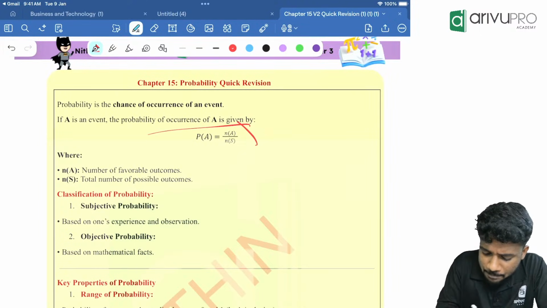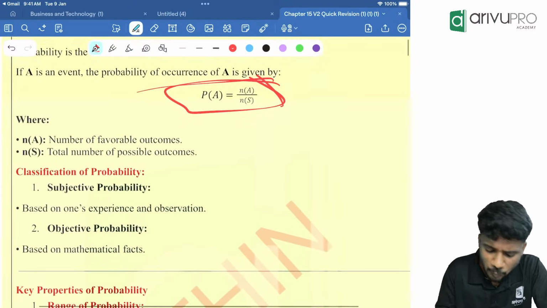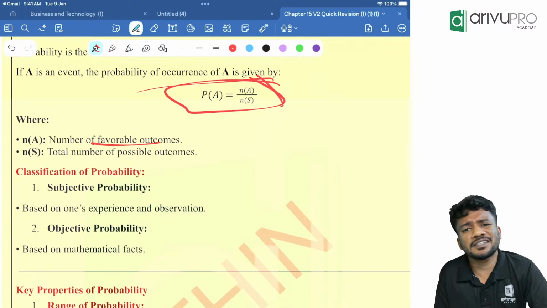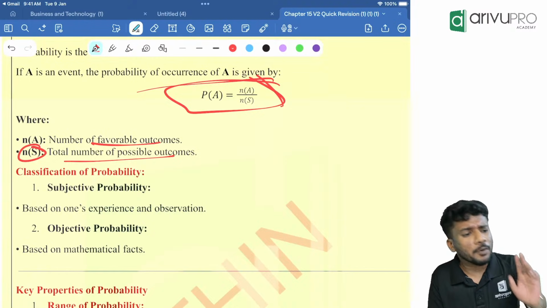Probability of A can be written as what? P of A is equal to N of A divided by N of S. What is this N of A now? N of A is nothing but the number of favorable outcomes, and N of S is what? Total number of possible outcomes.